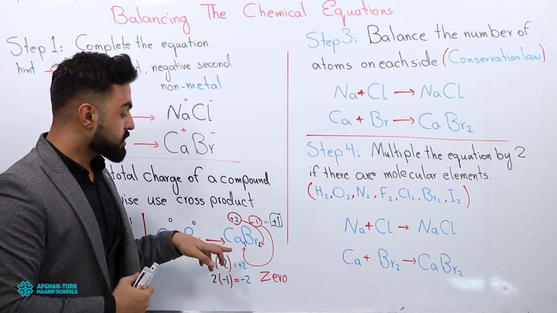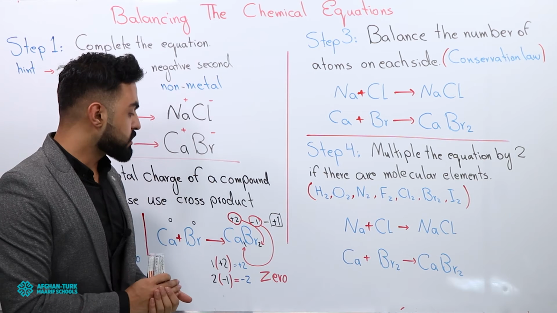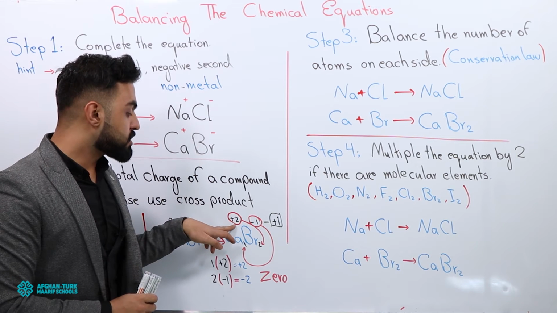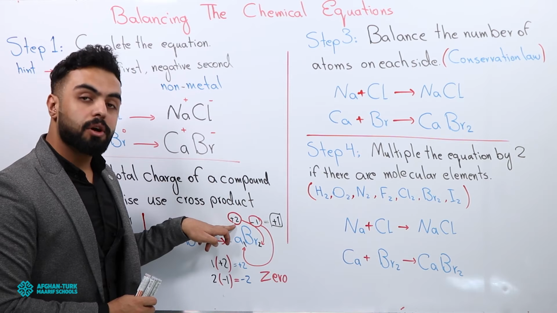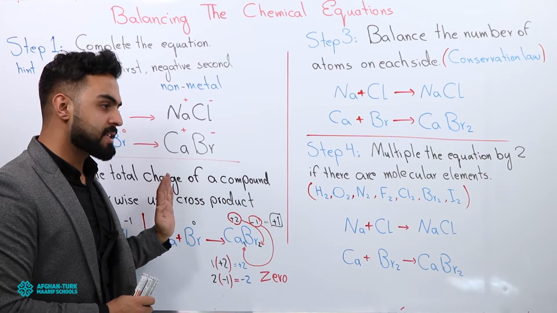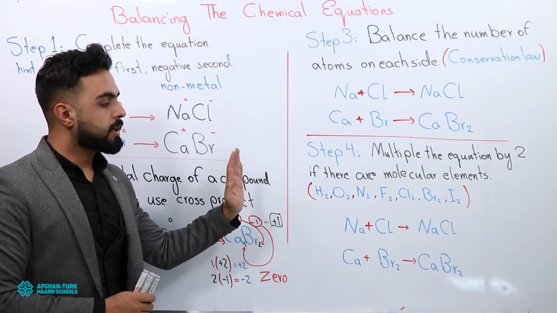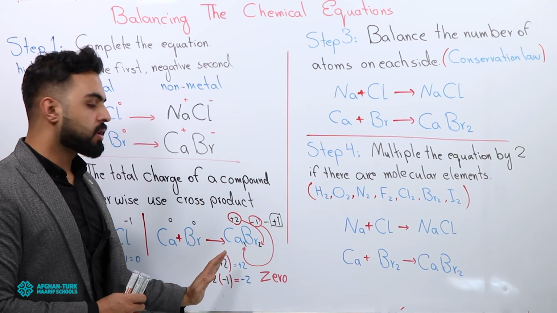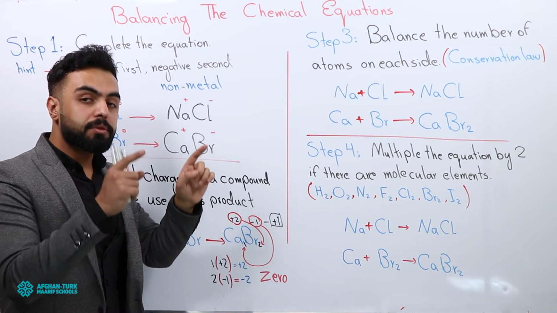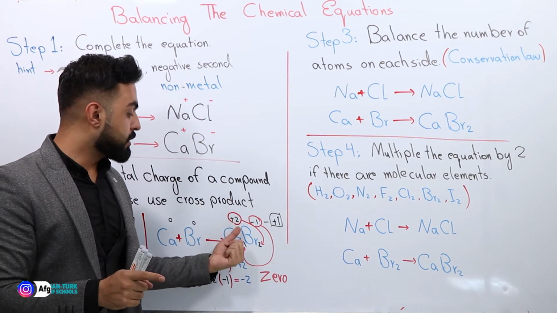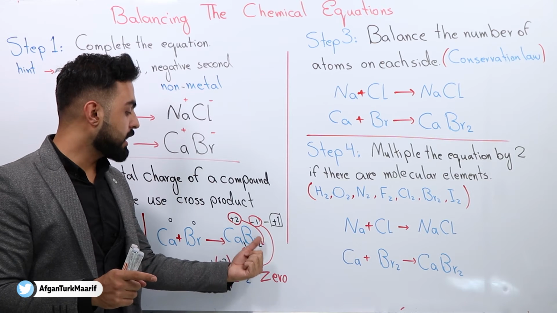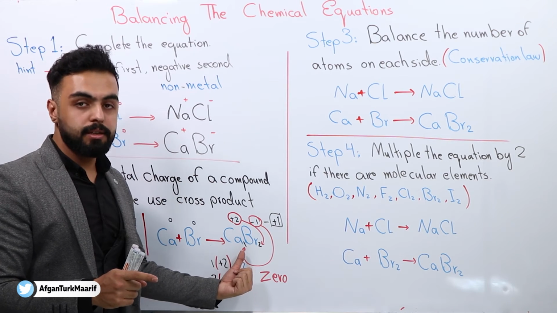Again, when we want to use a cross product, you should use the charge as the coefficients. So the charge of the positive element for the negative one and the charge of the negative element for the positive one, without considering the sign. I used 2 without the sign. I used 1 without the sign.